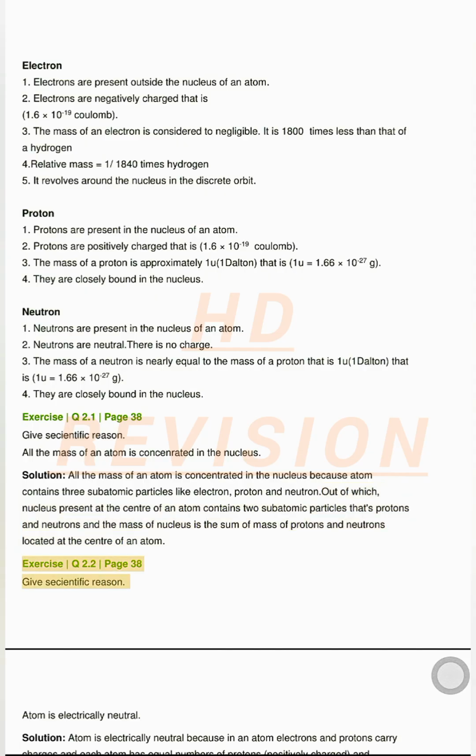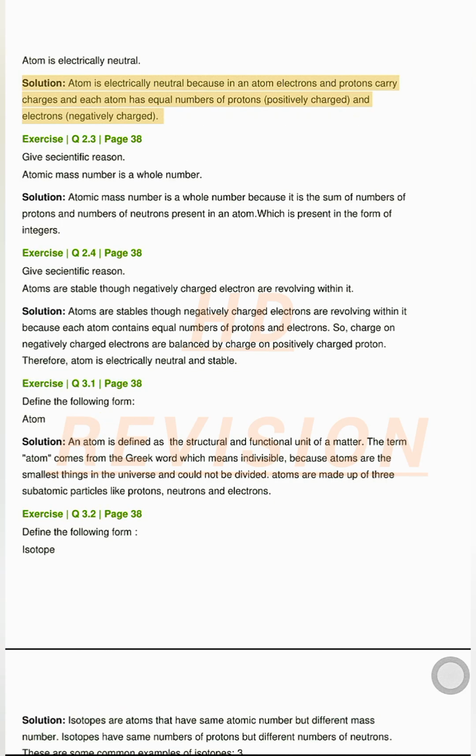Exercise Q 2.2, page 38: Give a scientific reason. Atom is electrically neutral. Solution: Atom is electrically neutral because in an atom, electrons and protons carry charges and each atom has equal numbers of protons, positively charged, and electrons, negatively charged.